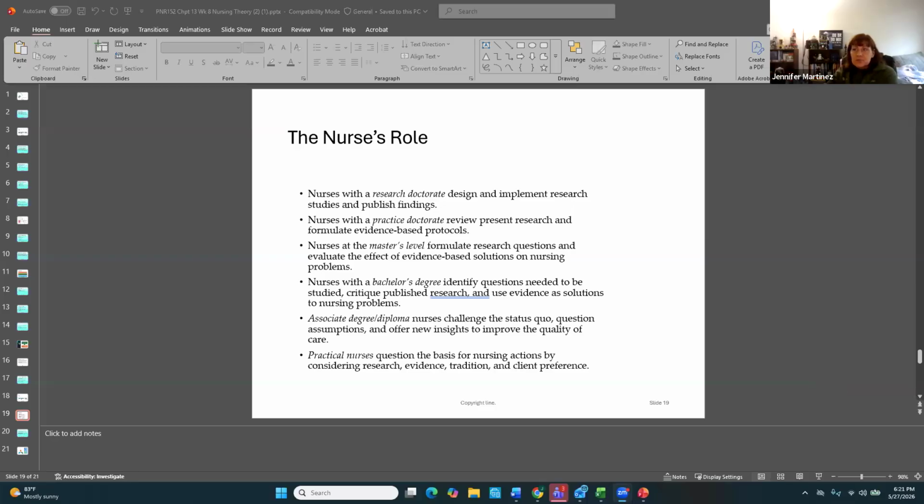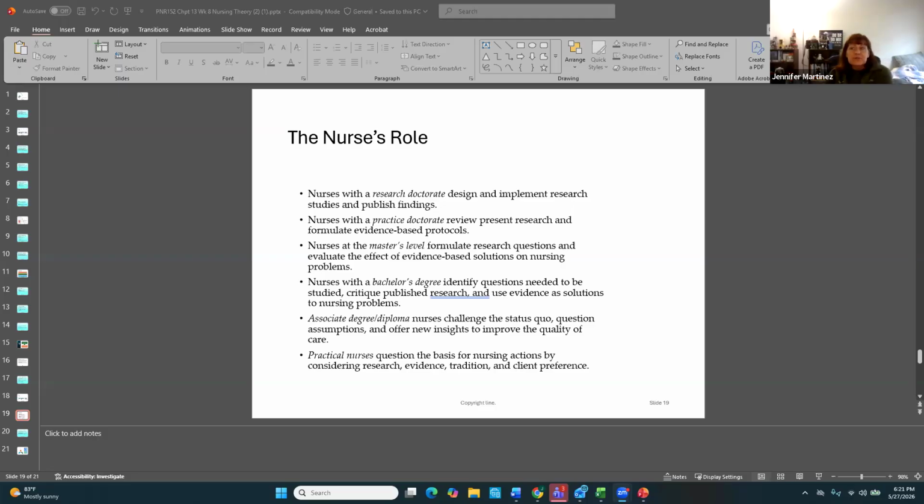So we look at the nurse's role, okay? Like I said, it doesn't matter what level of nursing you are in, LPN, RN, BSN, MSN, doctorate, everybody can play a role in nursing research and developing evidence-based practice. Okay. And it's called the spirit of inquiry. All right. So a nurse that has a spirit of inquiry is one who's going to raise questions. They're going to challenge the status quo and seek more creative approaches to problems.